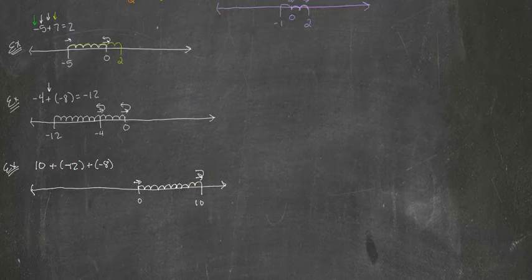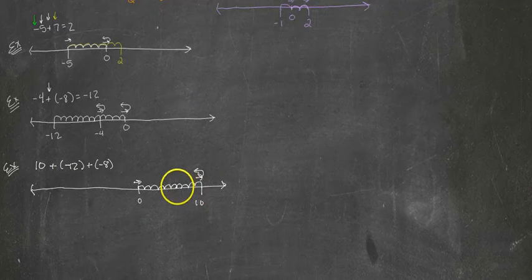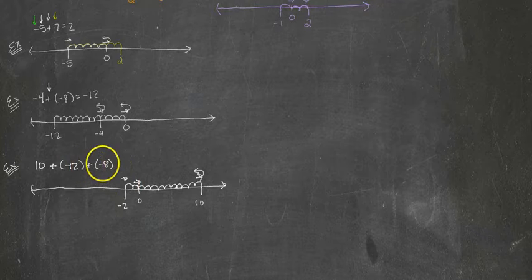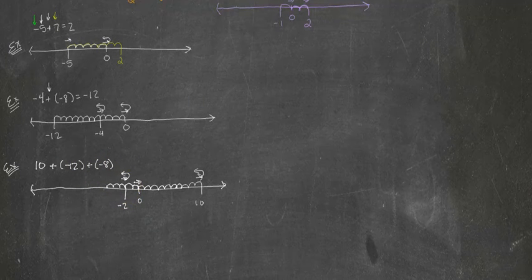Minus, turn around, 12. 1, 2, 3, 4, 5, 6, 7, 8, 9, 10 takes me back to 0. 11, 12. I'm at -2, headed the right direction. Plus says keep going the right direction. Minus says turn around again 8 more times. 1, 2, 3, 4, 5, 6, 7, 8.